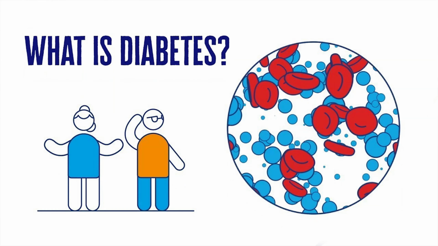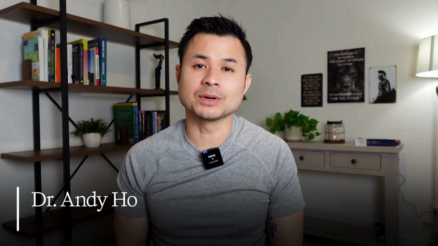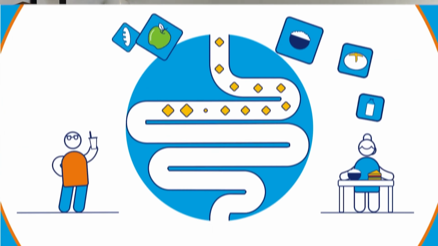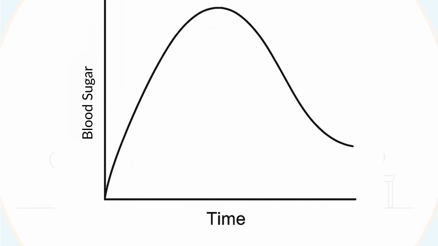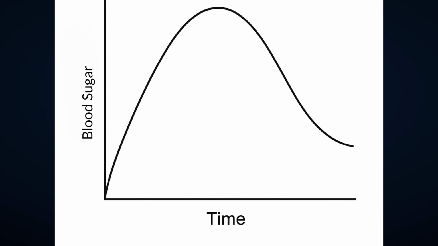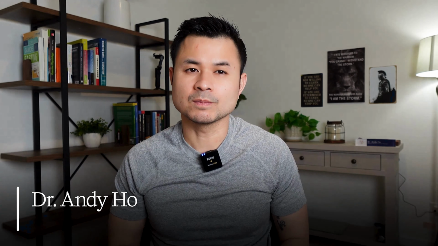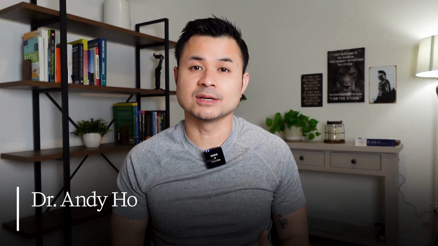What is diabetes? Diabetes is a condition where our body loses its ability to regulate blood sugar correctly. An example is when, after we eat a meal, our blood sugar goes up, and then with the help of insulin, it goes back down again. So temporary elevated blood sugar is not a bad thing.